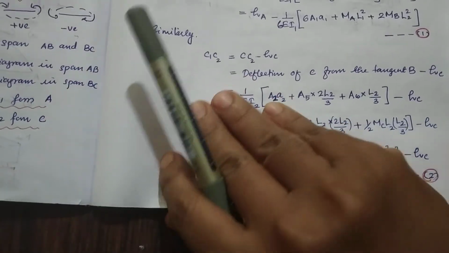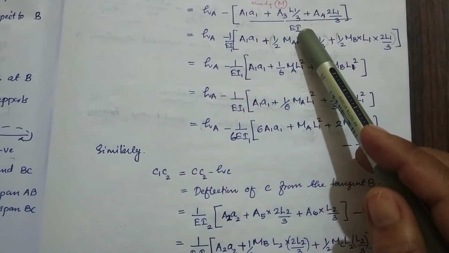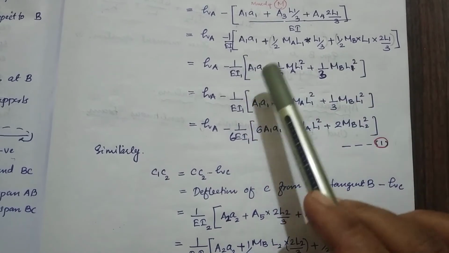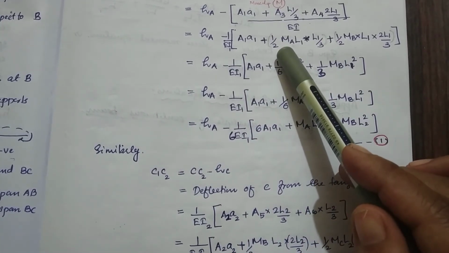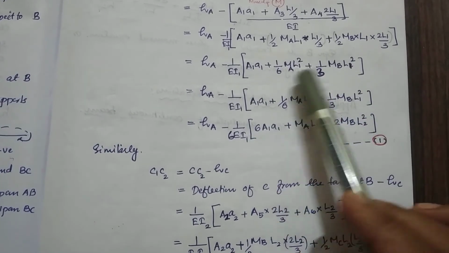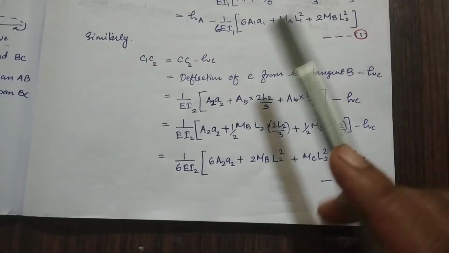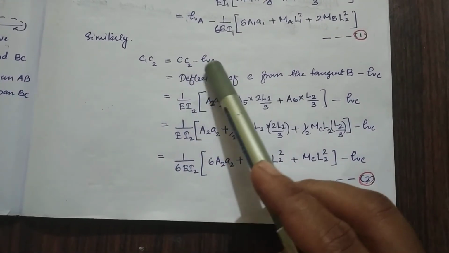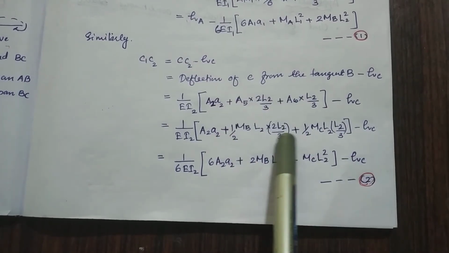So we can write that expression like this here, then divided by EI, then this is our expression, and replace A3 and A4 as half. These are triangles, so half MA L1 then half MB L2, like that. Then rearrange all the terms, you will get an expression. Similarly, C1 C2 has some more values, and then you can find those values.